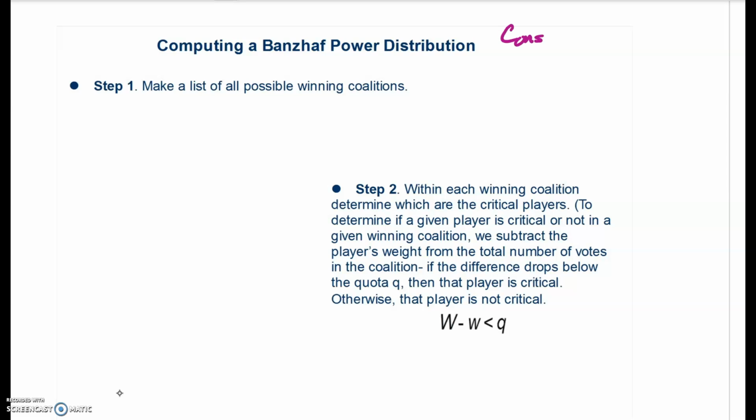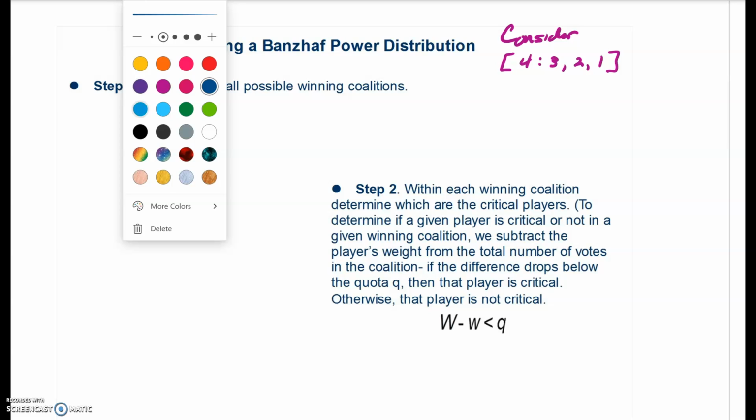Please consider this weighted voting system. We have a quota of 4, and we have 3 players with weights 3, 2, and 1. So this is our weighted voting system that we are going to look at.